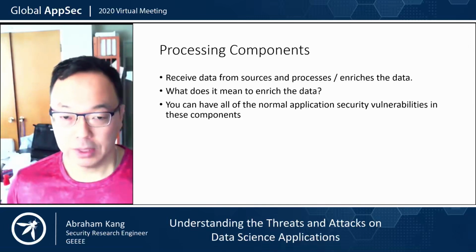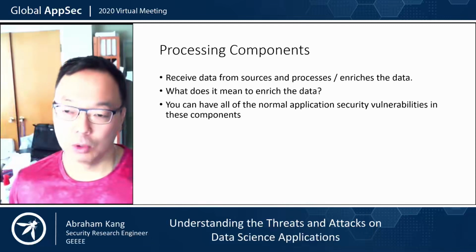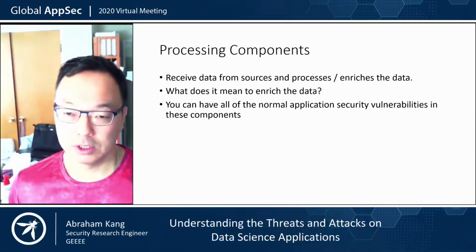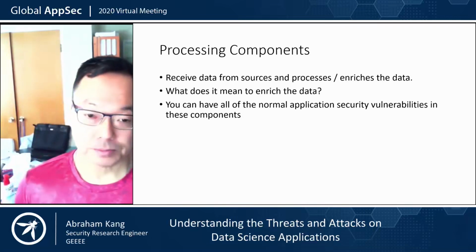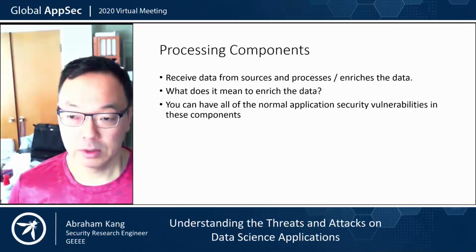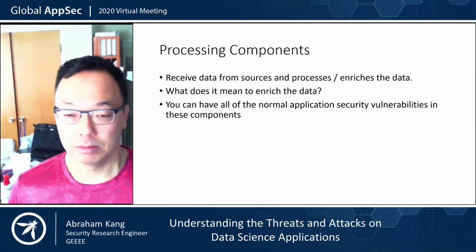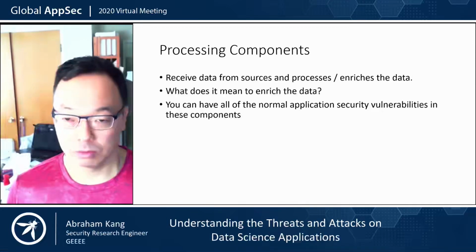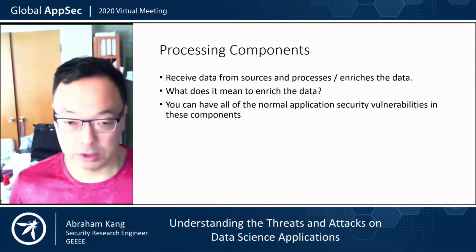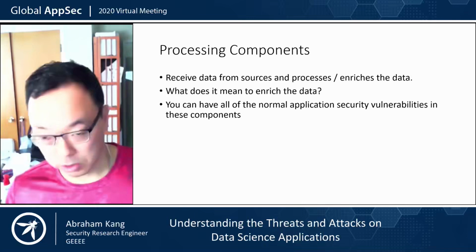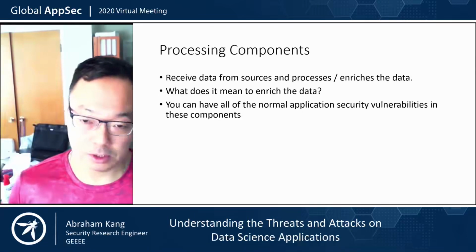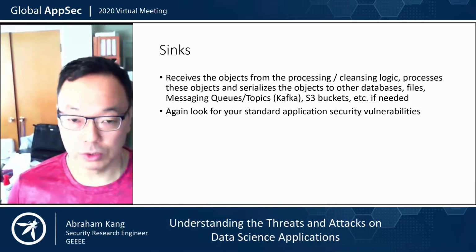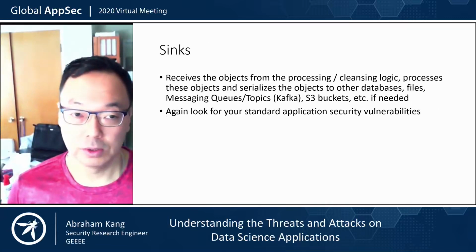So what you have are the normal application security vulnerabilities in these components, the SQL injection, the file path manipulation, all of that is going to be found in here. This is where the bulk of the business logic for how data cleansing and enrichment occurs, and it's going to be connecting to all these different systems. It could also make other calls to REST applications, so you have server-side request forgery possibilities. So you're going to look for those vulnerabilities there.